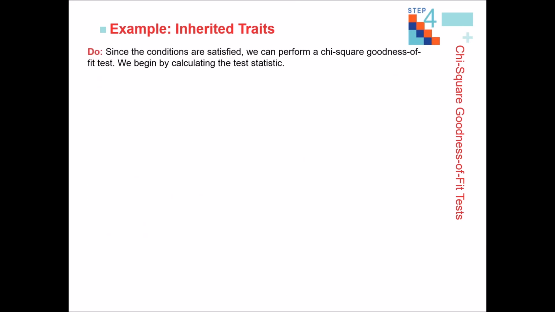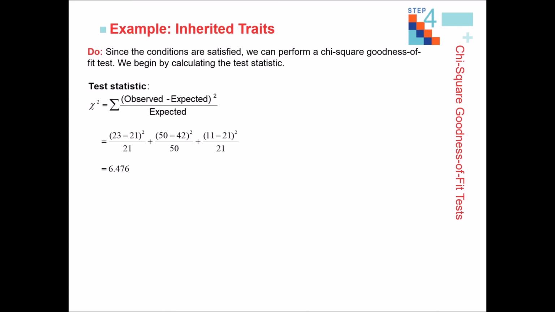So let's look at the do phase. We're going to start by calculating the test statistic, which we know should come out to be about 6.47. And if we go through this math, again, we're writing out the formula.